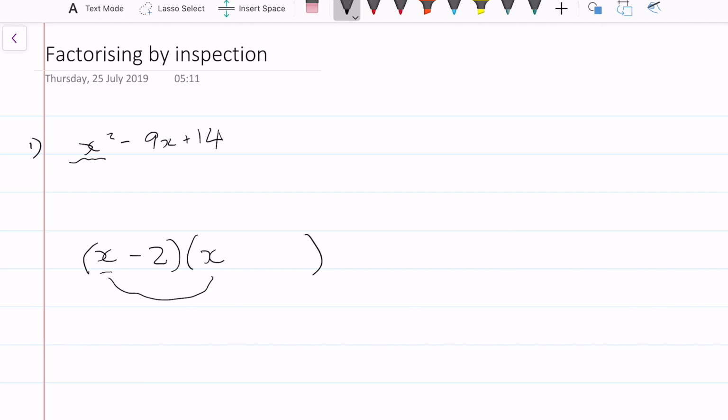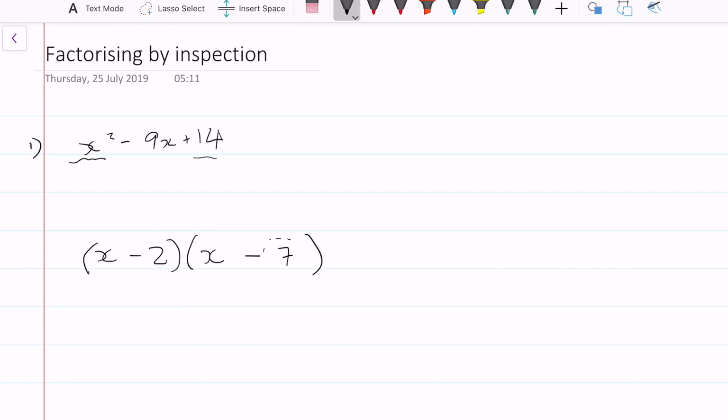The second term here, we need something that satisfies our plus 14, and we have a minus 2. So what times minus 2 gives us plus 14? That would be a minus 7. So there you go. That is that question done.